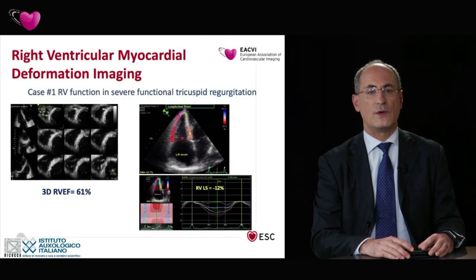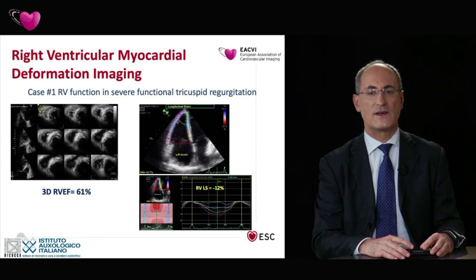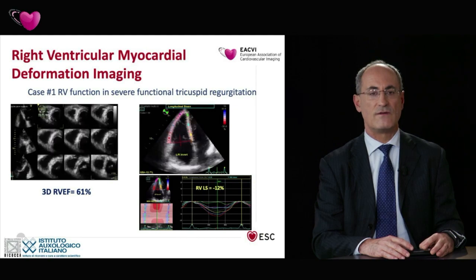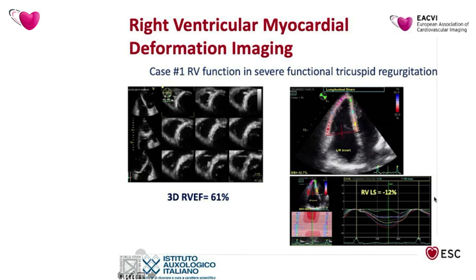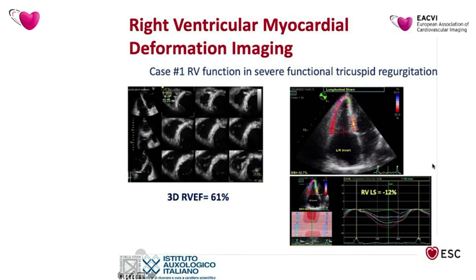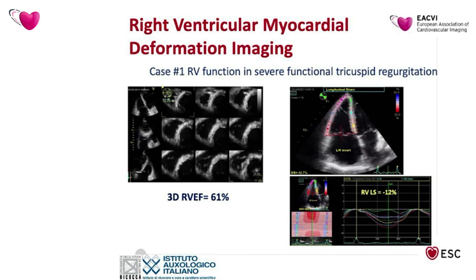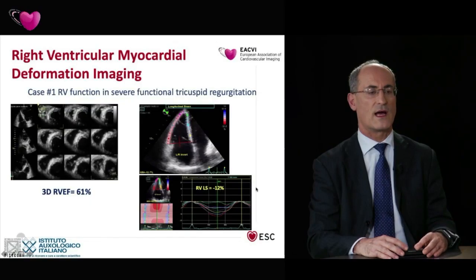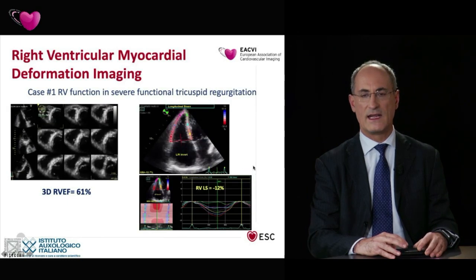Then we go to another case. This is a patient with severe functional tricuspid regurgitation, so volume overload. The question here in patients like this is that usually you have a normal right ventricular ejection fraction, but you don't know if the right ventricle is really suffering. So here it is crucial to assess the function of the myocardium, also to set the timing for any intervention.